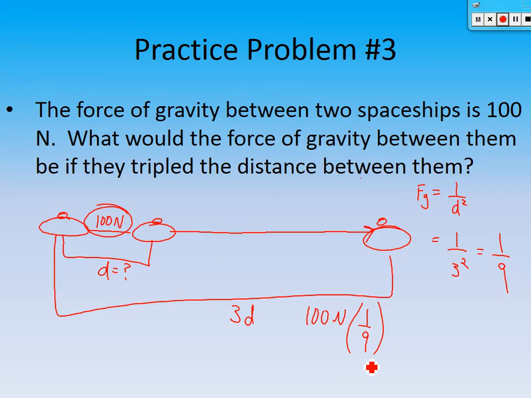What is 100 divided by 9? 11.1 repeating. 11.1 what? What's my units? Yeah, we were measuring that force in newtons, so these guys would have a gravitational force between them of 11.1 newtons. Does that make sense, guys? They're closer, it's 100. They move 3 times farther away, we can actually calculate the force of gravity between them at that point.